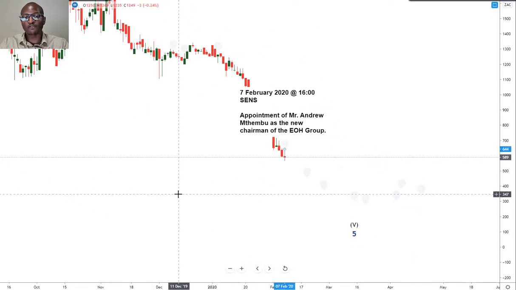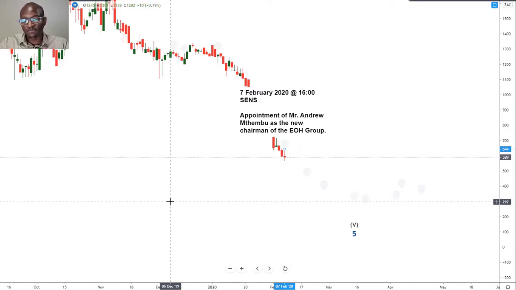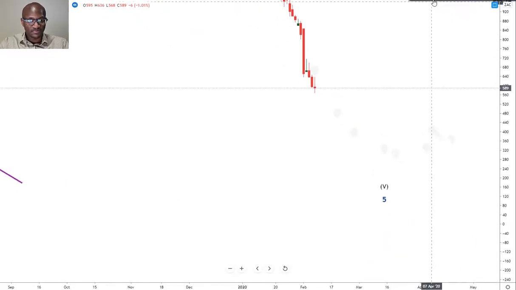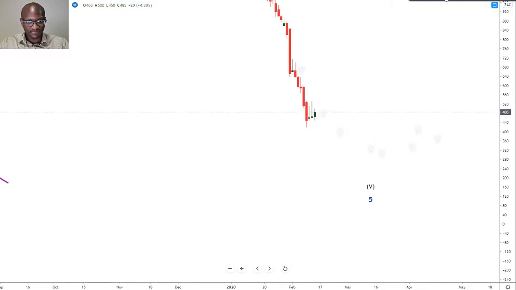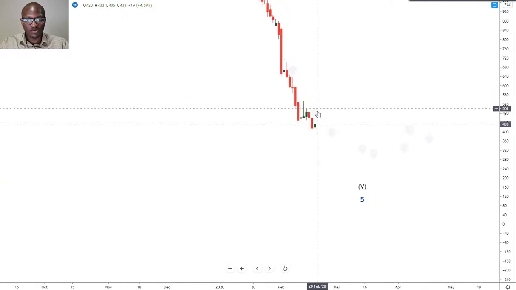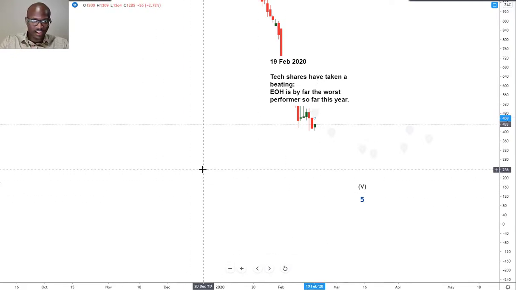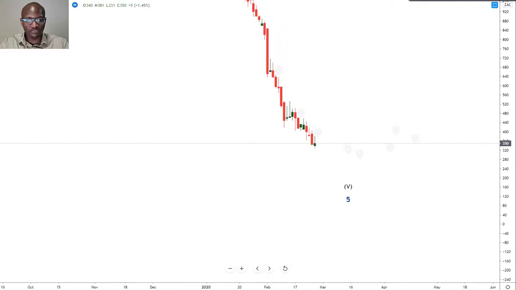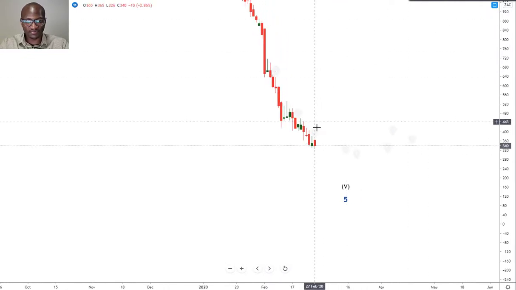And on the 7th of February, there was the appointment of Mr. Andrew Mthembu as the new chairman of the EOH Group. And the price just kept going down. There was an article on the 19th of February, tech shares have taken a beating. EOH is by far the worst performer this year so far. Again, just more and more negative news, bad news, or negative headlines in the media.